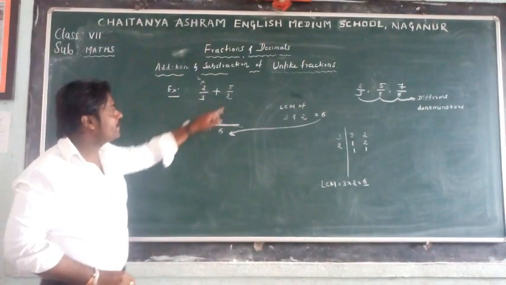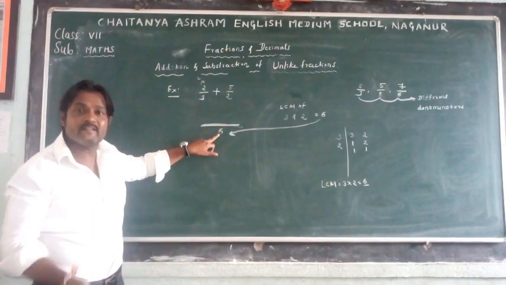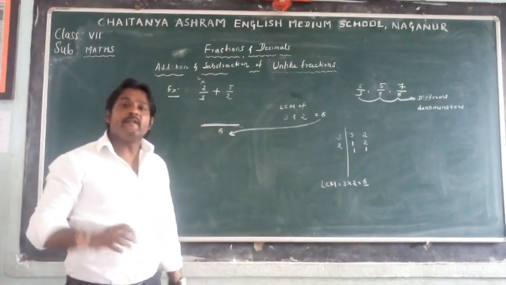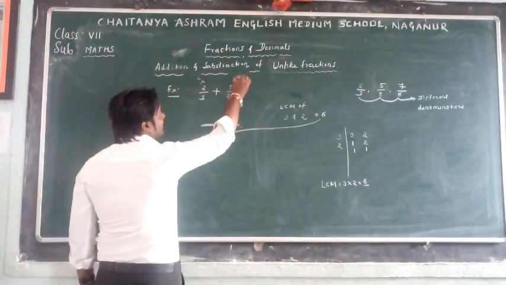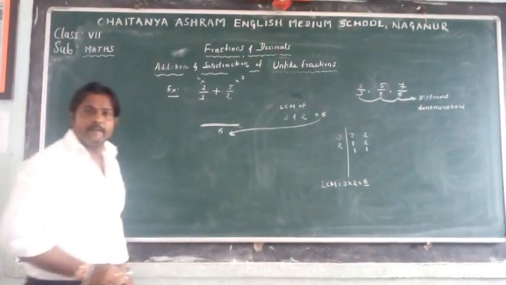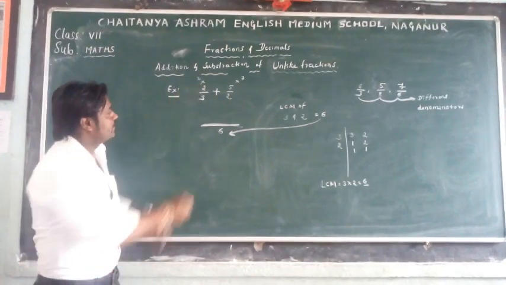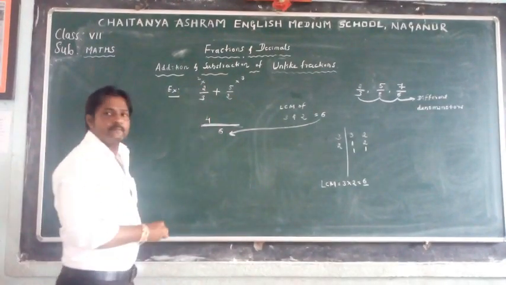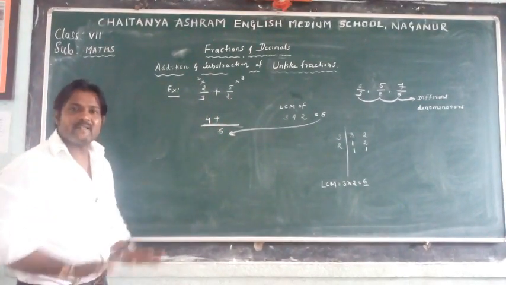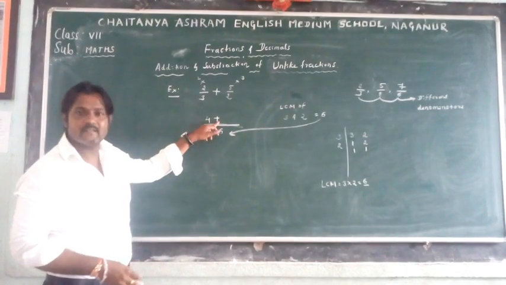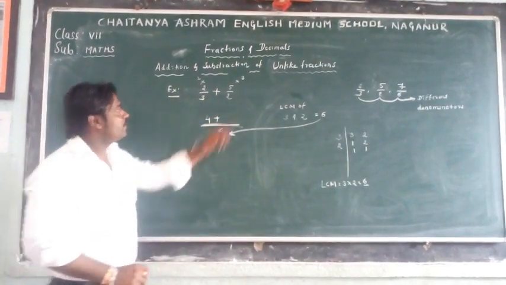Understood? Then here, see the denominator is 2. 2 times how much is 6? 2 threes are 6. So write that 3 over 5. Then multiply 2 into 2, that is 4. Write the same sign. Whether it is plus or minus, you have to write it as it is. In this case, it is plus, so write the plus sign here.